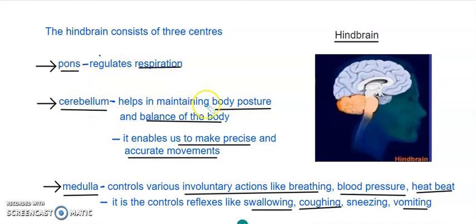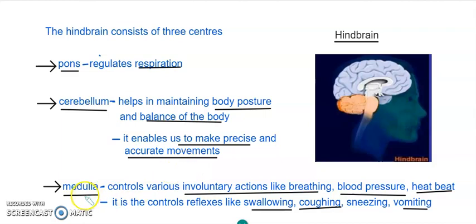Cerebellum helps in maintaining body posture, especially when we are walking and standing. Even when you're sitting, the body posture and the balance of the body are maintained by the cerebellum. It also enables us to make precise and accurate movements, especially when we are walking or running. We don't realize it, but it is the cerebellum which makes sure that we make precise and accurate movements so that we don't fall or trip.